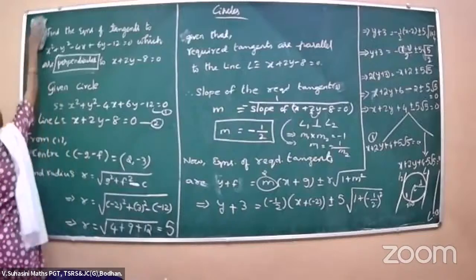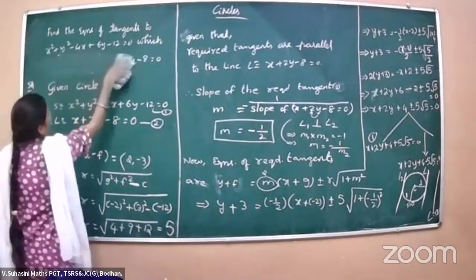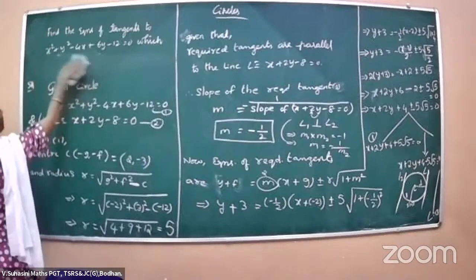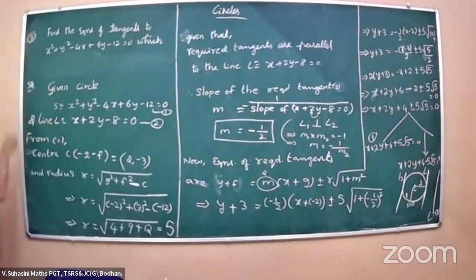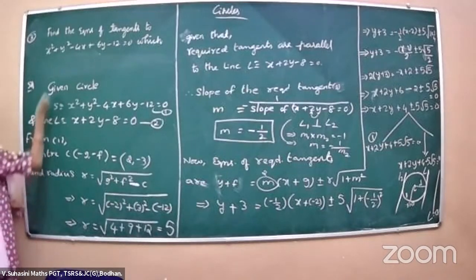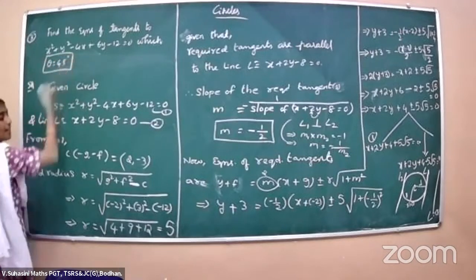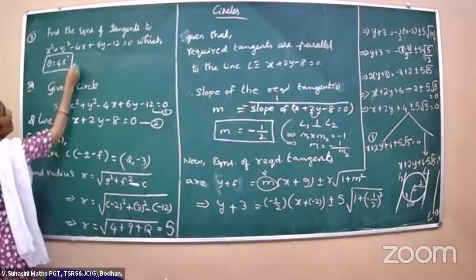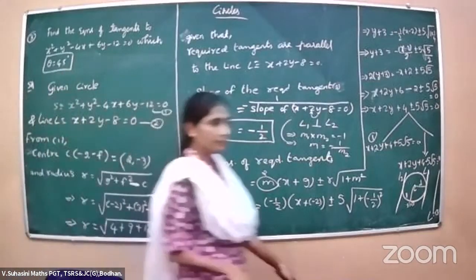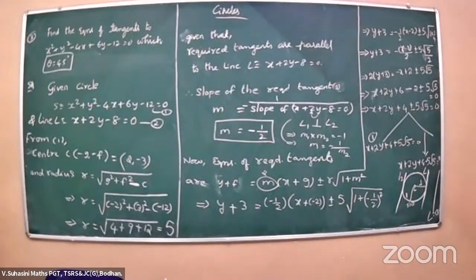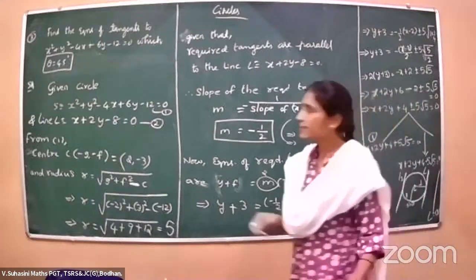And the third question can be like this. Ready? This is to find the slope, nothing more than that. So, theta equal to 45 degrees is the angle made by the required tangent. Then find the equation of the tangent. So it is the required tangent.